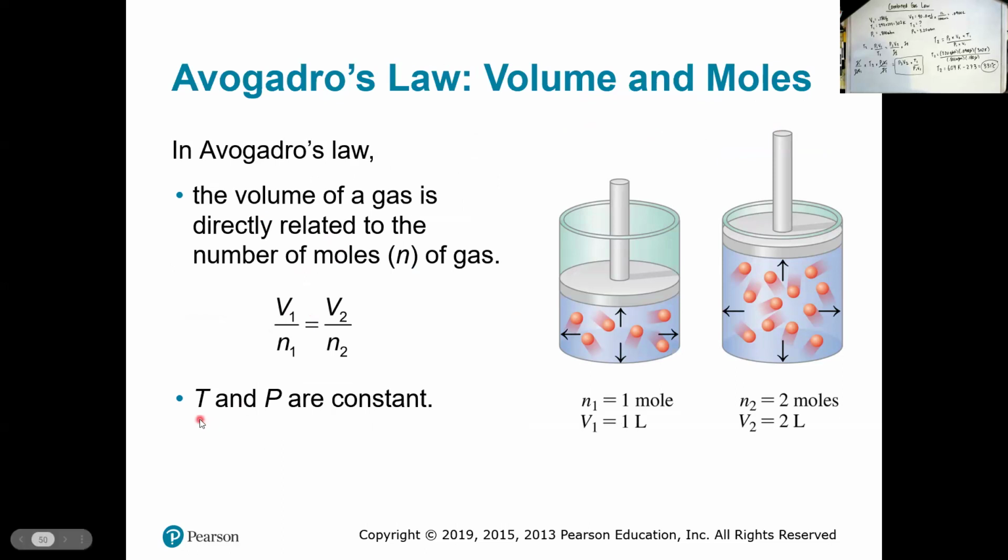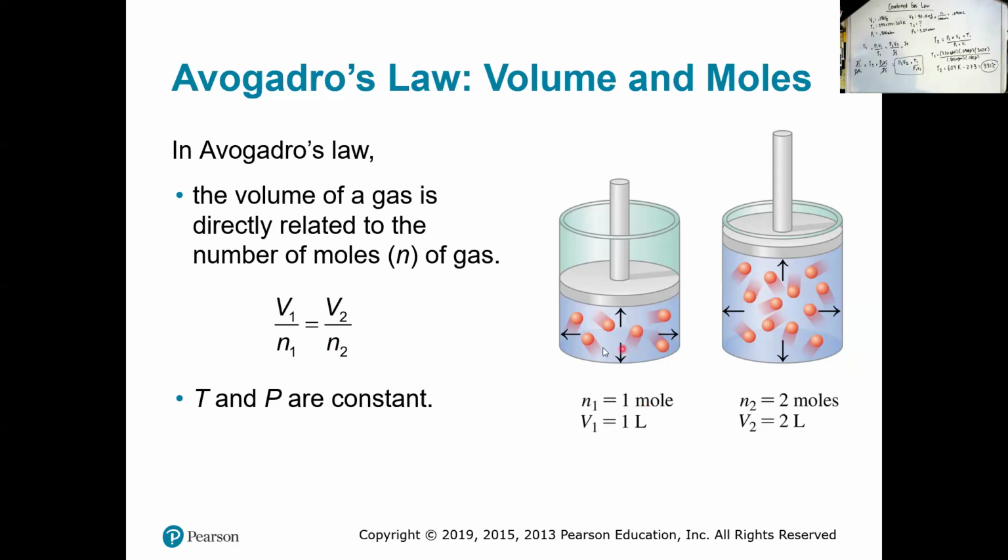So assuming that you're keeping your temperature and your pressure constant and they're not changing, when you increase the moles of your gas, if you want to keep everything else constant, you have to increase the volume of the container as well. If you decrease the moles of your gas, you'd have to decrease the volume of your container. And that's what you're seeing here. Our overall pressure in this case can't change.